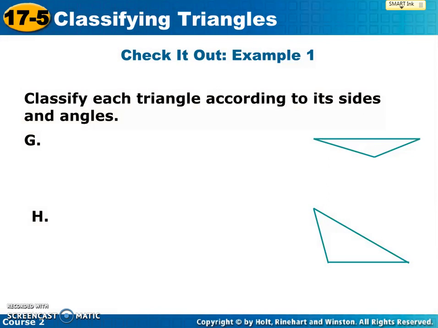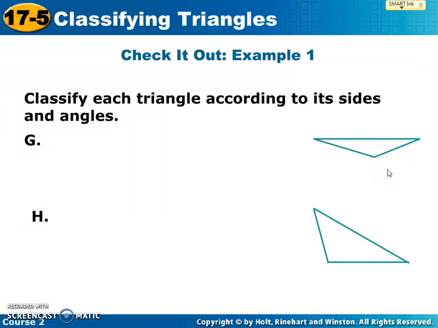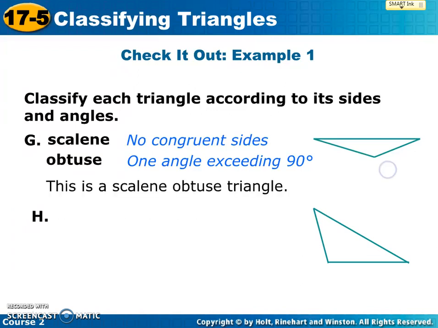Two more examples here. Again, we have a triangle with no tick marks, so therefore we could indicate to ourselves that there's no congruent sides. We also have an obtuse angle in there, so no congruent sides tells me it's scalene. One angle exceeding 90 degrees, or an obtuse angle, would be a triangle that is a scalene obtuse triangle.